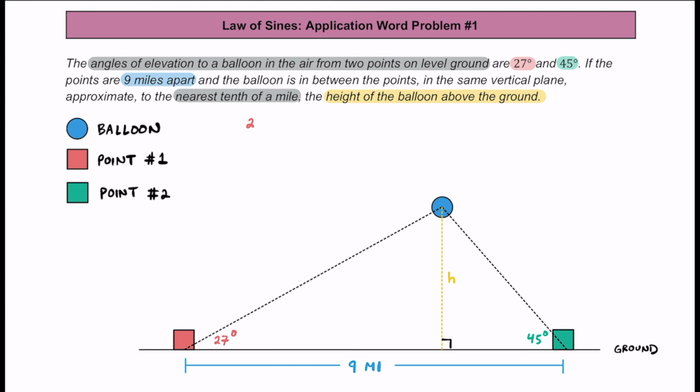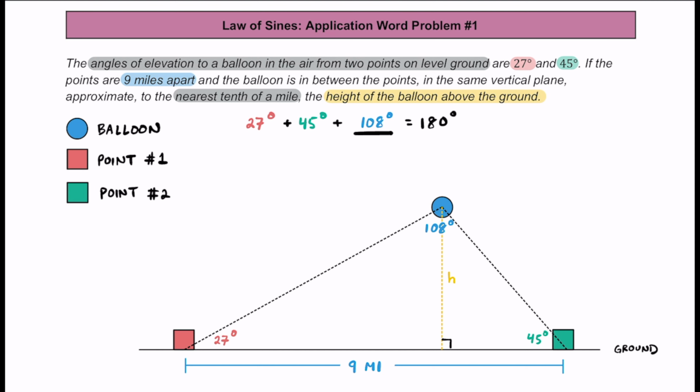Based on that, we should be able to say that if we take this 27 degrees on the bottom left, and then we add on that 45 degrees, which is the angle on the bottom right, and then add on one more missing angle here, that should equal 180 degrees. And if you add 27 and 45 and subtract it from 180, we're going to find out that that's going to be 108 degrees.